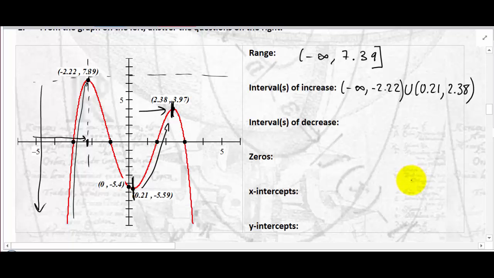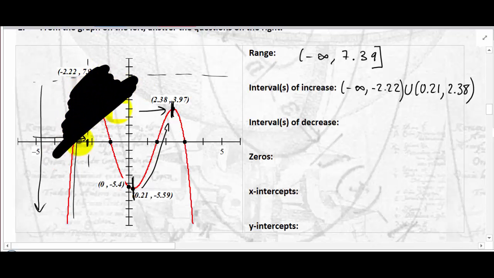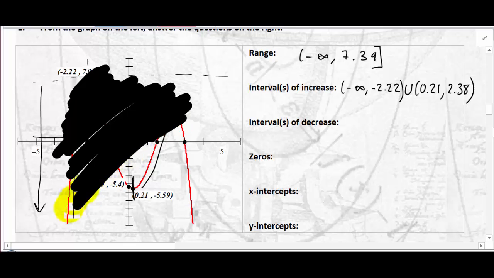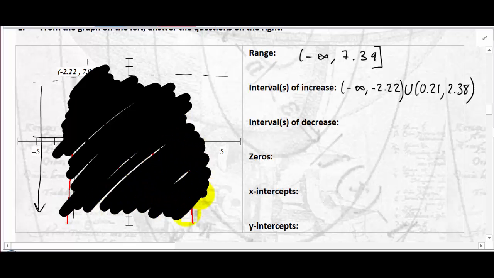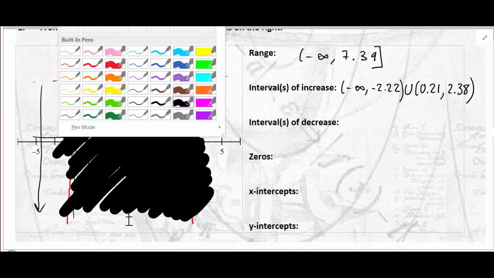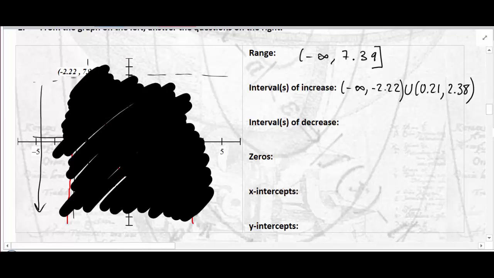What are the intervals of decrease? I'm going to do something a little bit radical here. I'm going to hide my graph. Check it out. What am I doing? What's going on here? I don't need the graph to describe the interval of decrease.